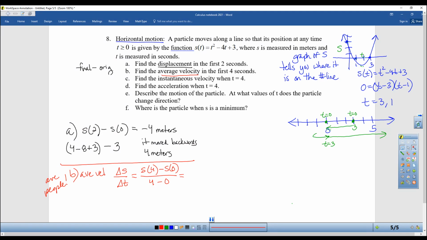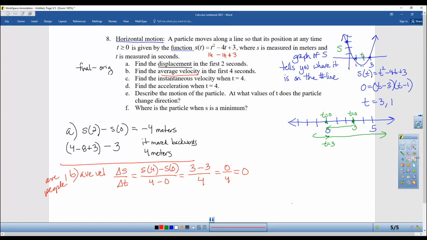So S of 4 is 16 minus 16 plus 3, which is 3. S of 0 is also 3, so the change over 4 is 0 over 4, which is 0.